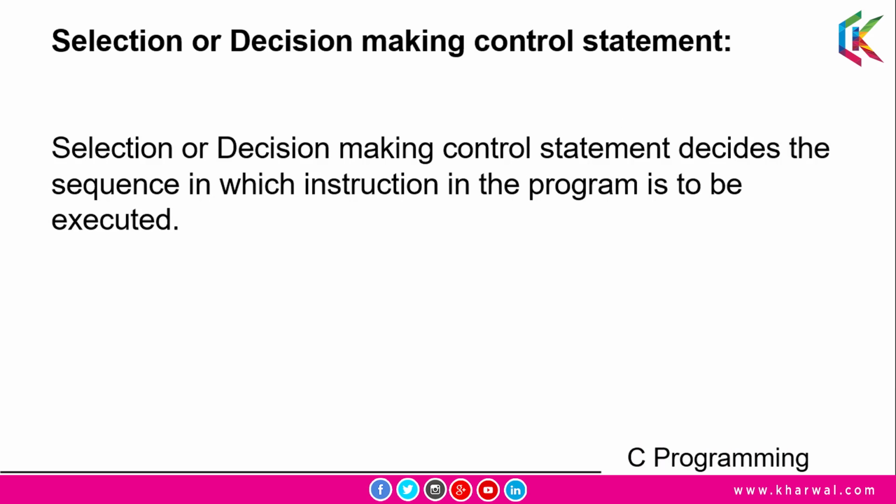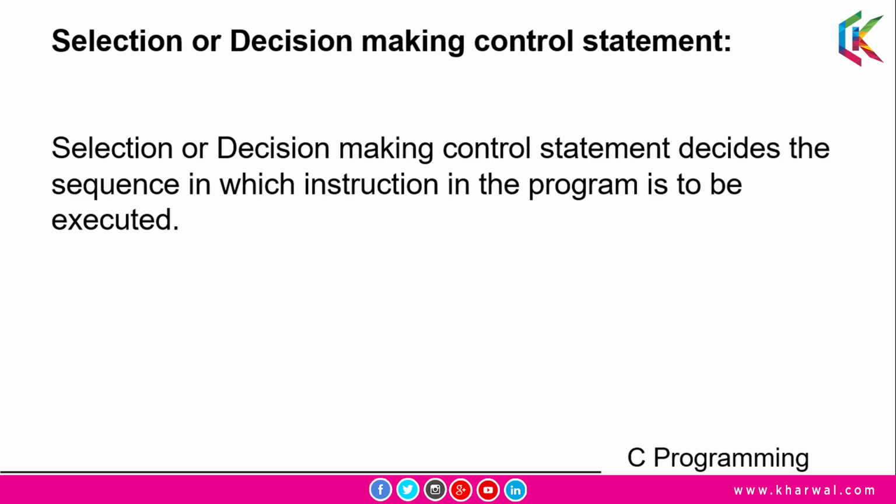Guys, a selection or decision making control statement decides the sequence in which instructions in the program are to be executed. Actually, decision making is about deciding the order of execution of statements based on certain conditions, or repeating a group of statements until certain specified conditions are met.